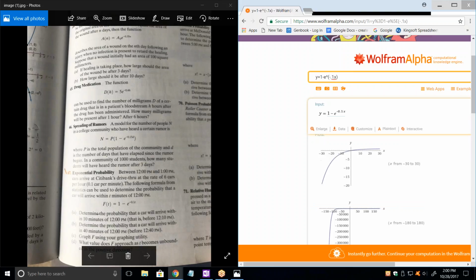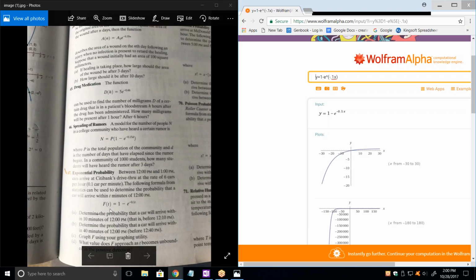But the beauty of Wolfram Alpha is it tells you exactly what your input is. So you can really be certain that you've put it in correctly. And the Inspire kind of does that also. So you can certainly do this on the Inspire.